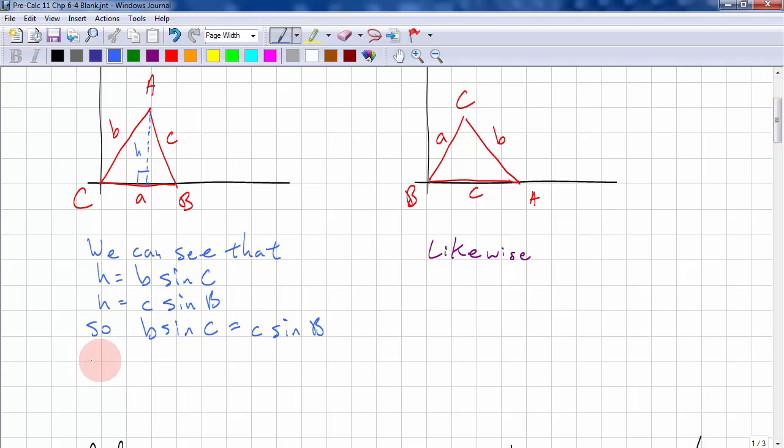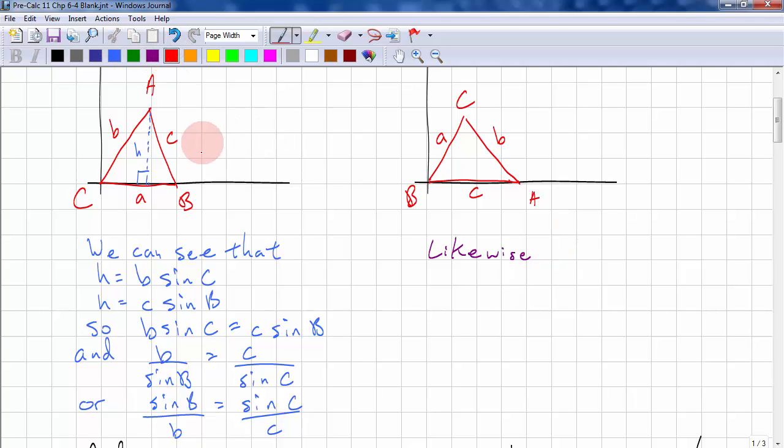And with a small rearranging, we get b over sine b equals c over sine c. Or we can use sine b over b and sine c over c. And note, we use capitals for the angles and we use lowercase for the side lengths.